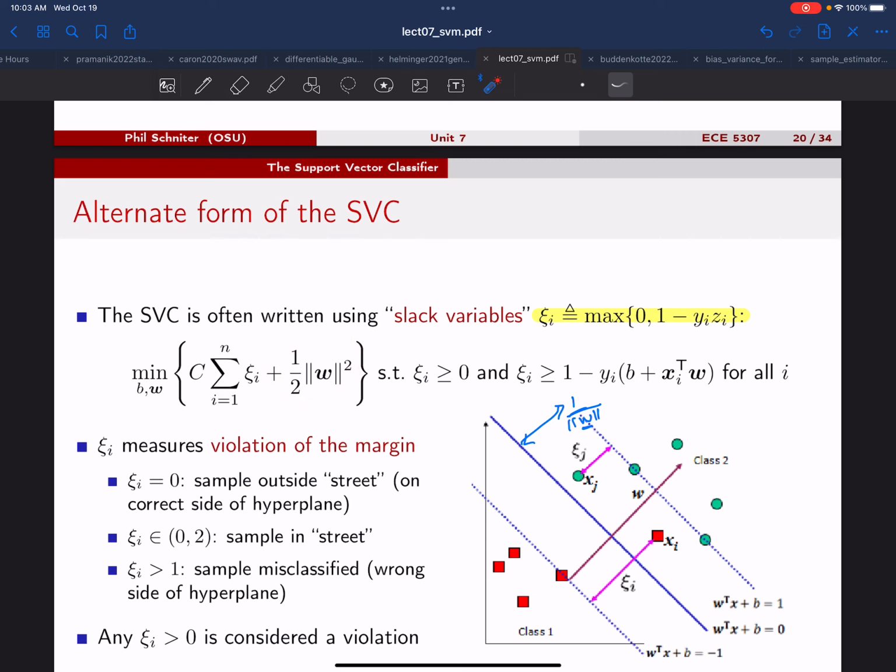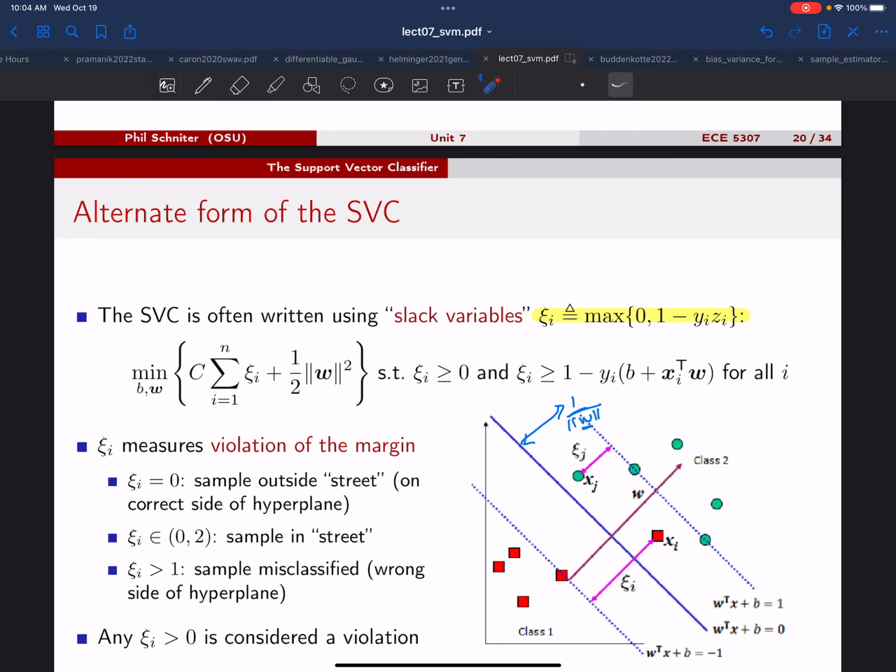Okay, now we do have some constraints. As you can see when you look at xi, it's the maximum of either 0 or the second term. What that means is that it will never be less than 0, and it will never be less than this other term. So we can express that with two inequality constraints: xi i is greater or equal to 0, and xi i is greater or equal to 1 minus yi times this term, and it has to hold for all i. Okay, so this is just a different way of writing the SVC.